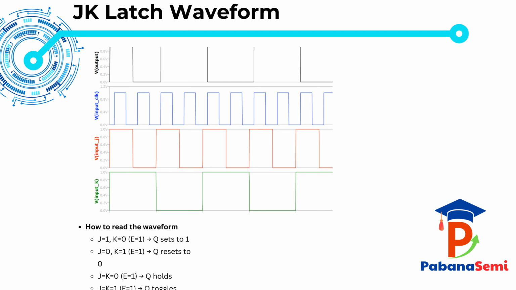So as you move along the waveform, just check J and K while enable is high. That tells you exactly what Q will do. Simple rule: set, reset, hold, toggle.